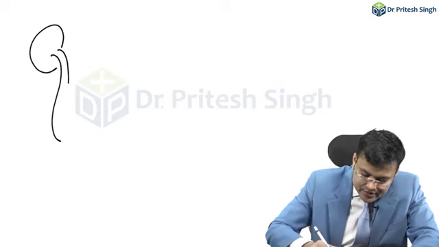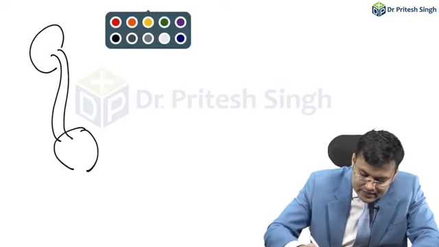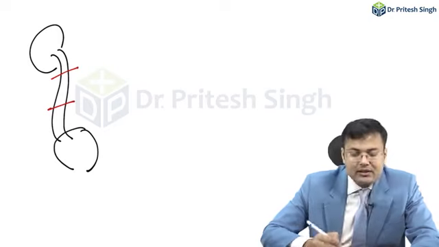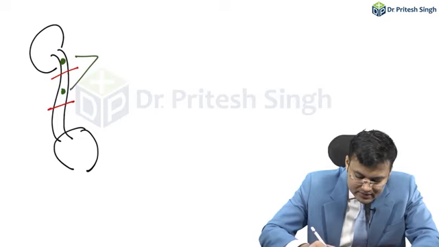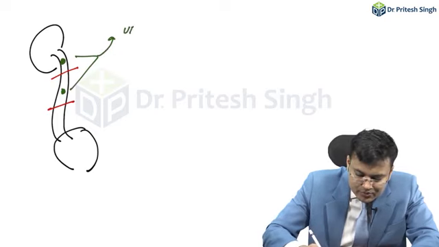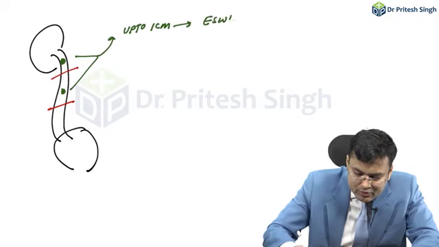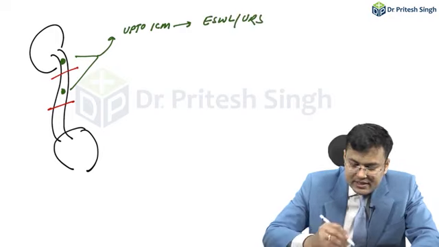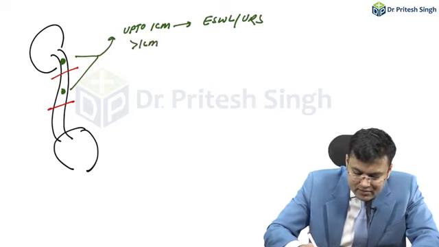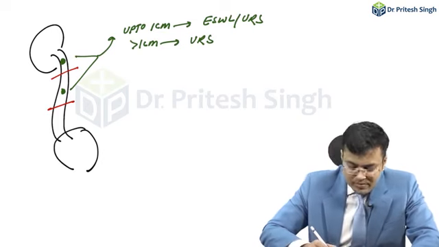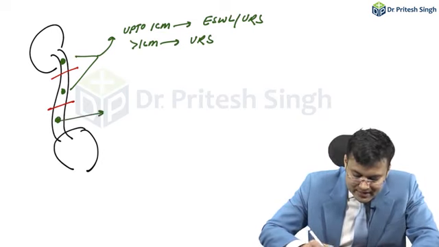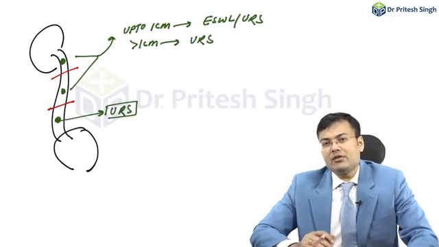Kidney, this is ureter and this is bladder. This is upper one third, this is middle one third, this is lower one third. Now if the stone is in upper one third or middle one third and size is up to 1 centimeter, we can go for ESWL or URS. Preferred is ESWL, and whenever size is more than 1 centimeter, we remove it by URS, that is ureteroscopy. Any stone located in distal one third of ureter is removed by URS, that is ureteroscopy.